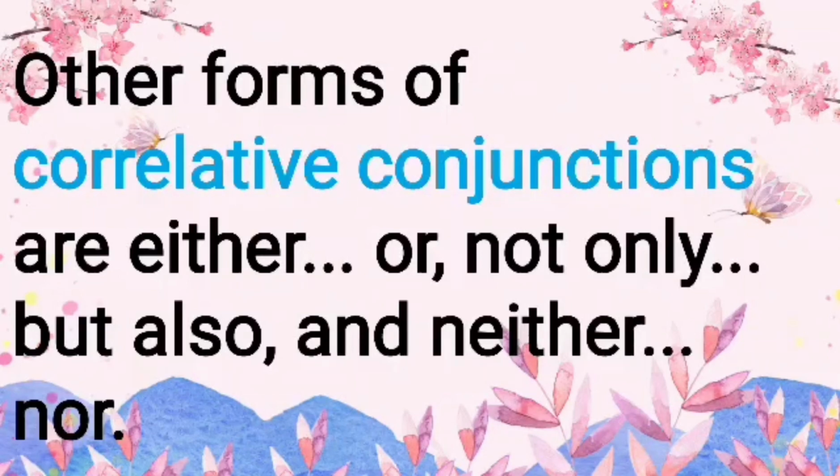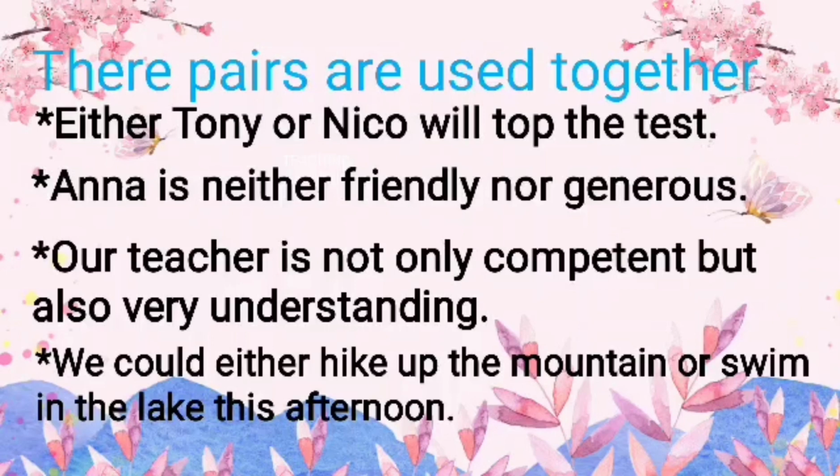A correlative conjunction is a conjunction which is used to illustrate how two words or phrases within a sentence relate to each other. Correlative conjunctions always come in pairs. These are the correlative conjunctions: either, or, not only, but also, and neither, nor. These are the examples where the pairs are used together. I will give some examples.